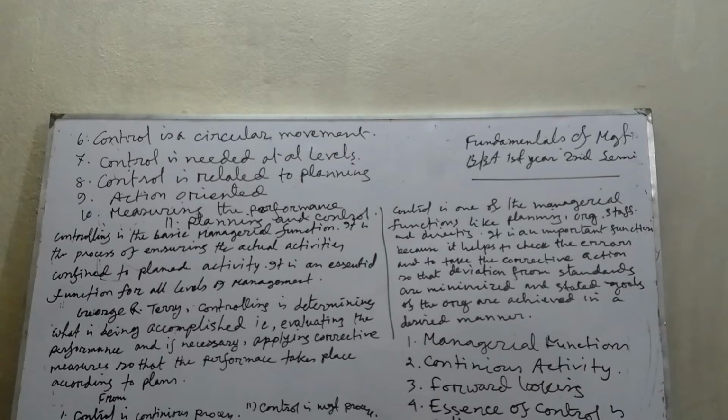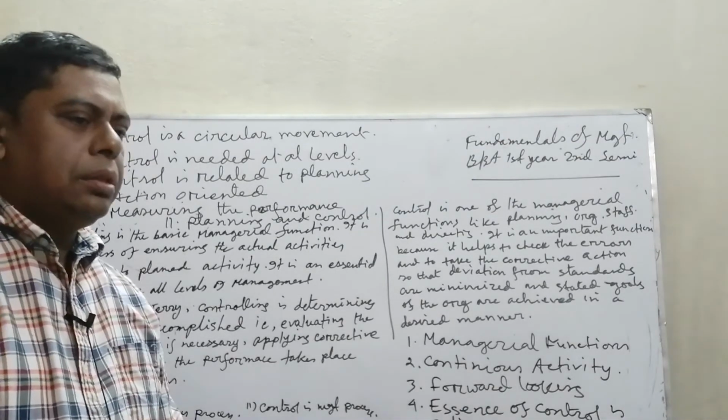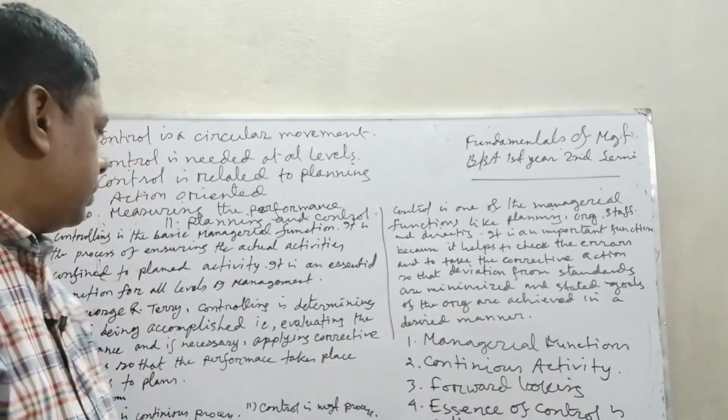And the next characteristic, control is needed at all levels. It is an important characteristic. Control is needed at all levels of management. The nature of control at different levels in the organization is different. In top management, control is related to the formulation of policy, in middle level management, control is related to execution of policy, and in low level management, control is related to execution of activities. That is, control is needed at all levels of management for properly maintaining, targeting and achieving goals.